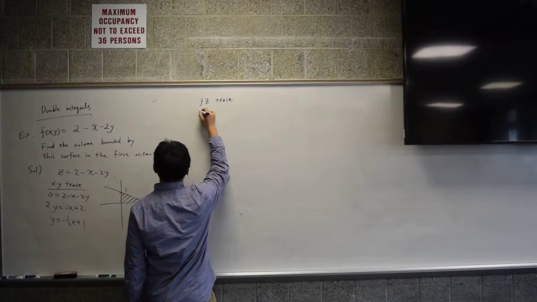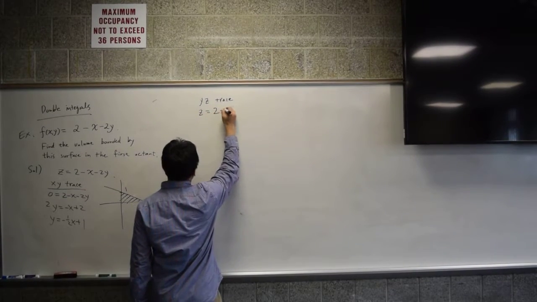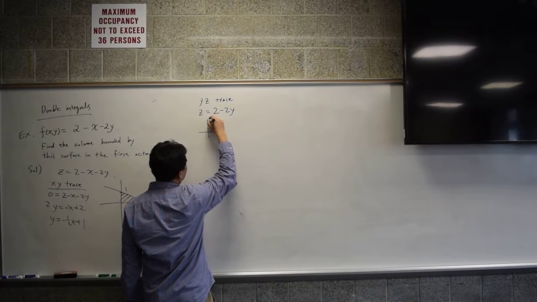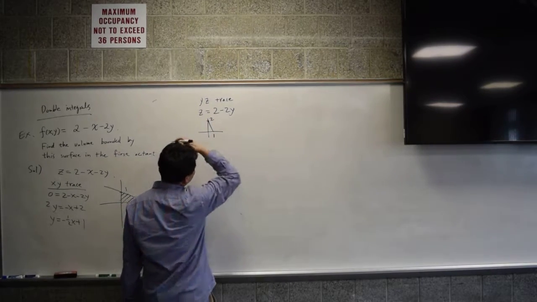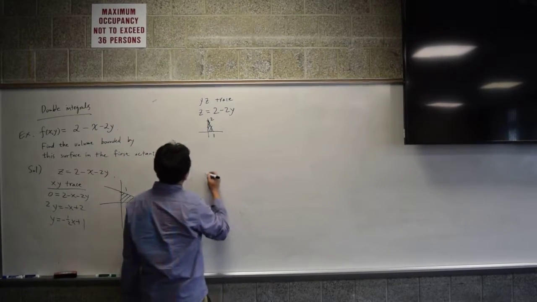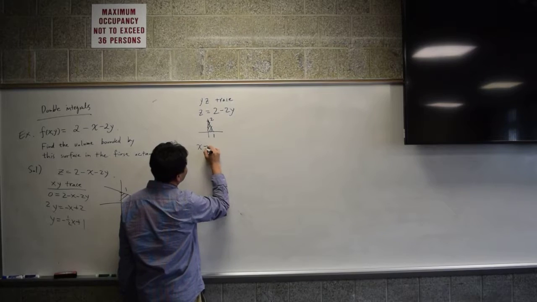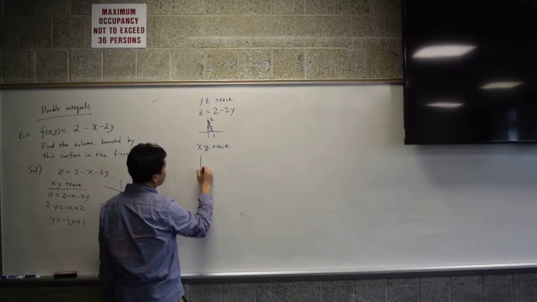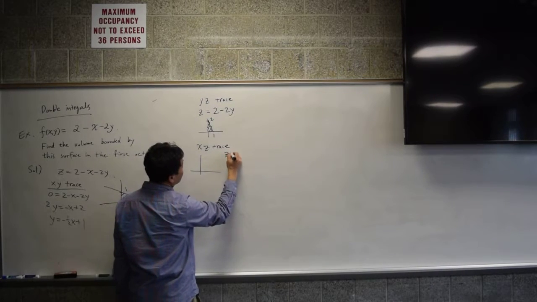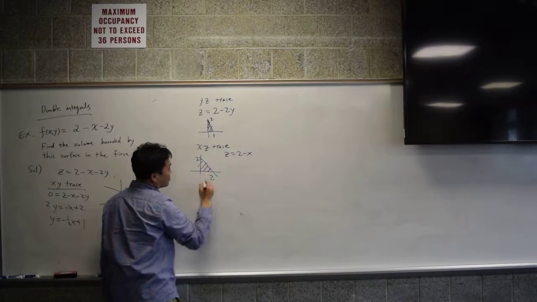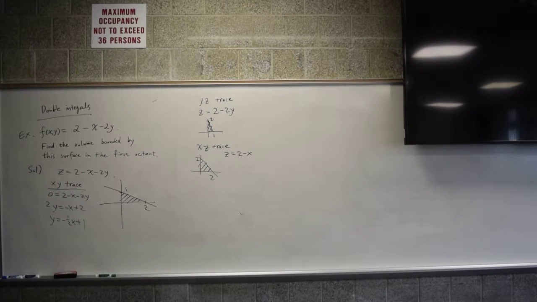Okay. Now, how about yz trace? That's setting x equal to 0. So z equals 2 minus 2y, which is here's 2. And it comes down, so that's 1, and that's in the first octant. And then xz trace, that's z equals 2 minus x, so it's like this, 2, 2, that's the graph.